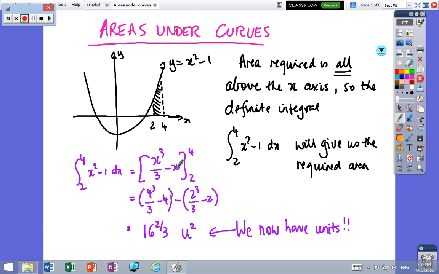Okay, so now we're looking at areas under curves and making a connection with the definite integral.